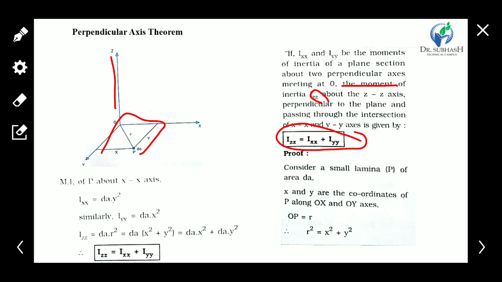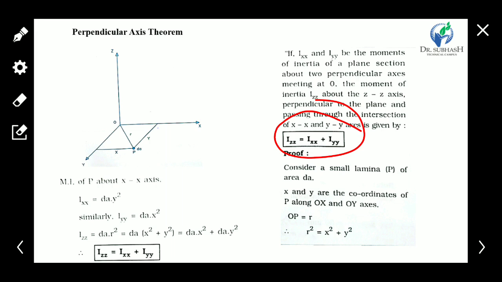This is the theorem. In short, if the reference axis about which we have to find the moment of inertia for a given plane is perpendicular to the xx and yy axes passing through the CG, then the perpendicular axis theorem is applied. And the equation is Izz equal to Ixx plus Iyy. This is the statement of the perpendicular axis theorem.